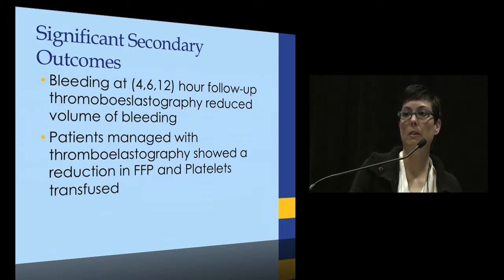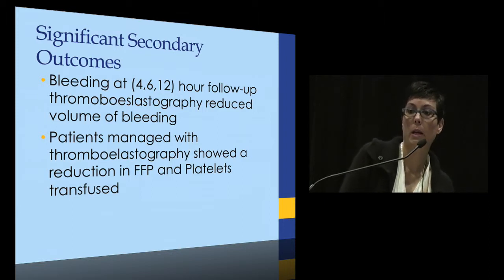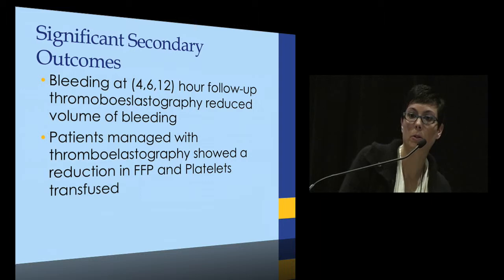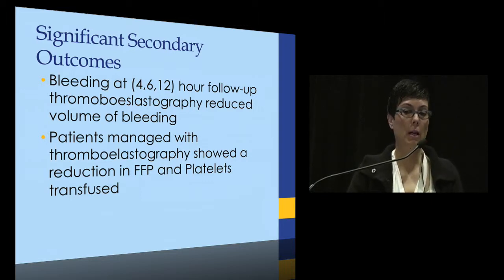And then interestingly, the patients that were managed with thromboelastography showed a reduction in the amount of FFP and platelets transfused. So in situations where we have limited resources with blood and blood products, and we are concerned about the risks of transfusion, we could probably do a better job using thromboelastography.